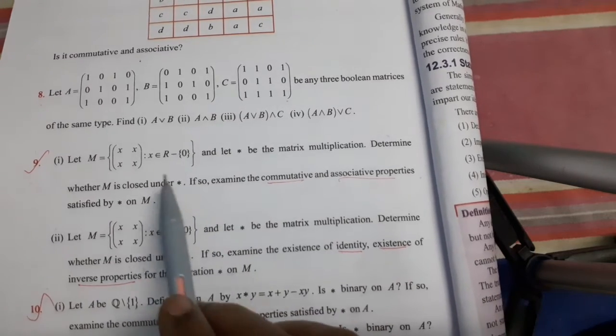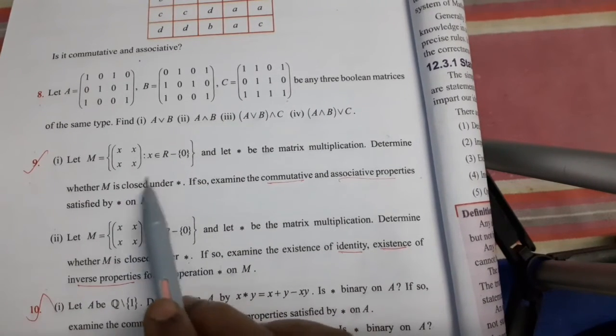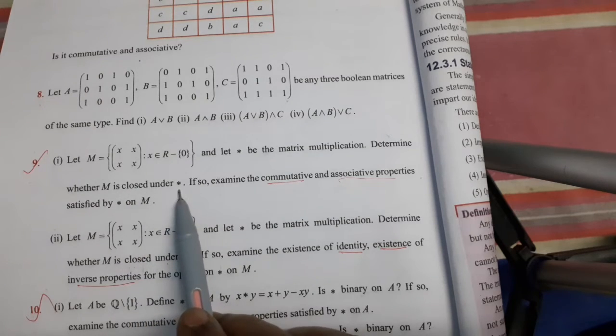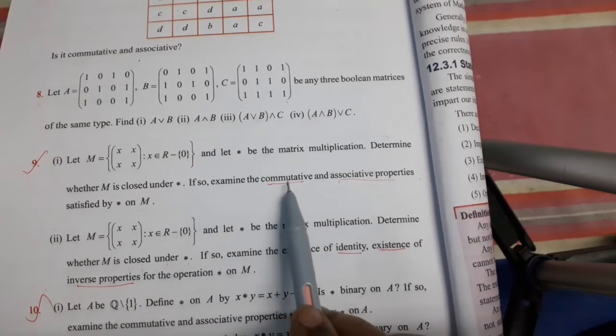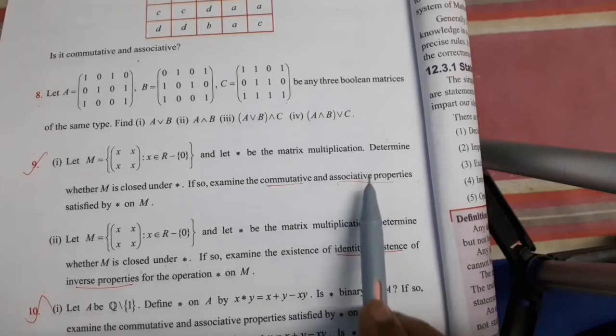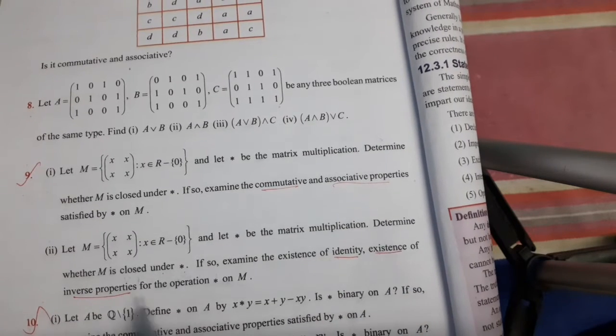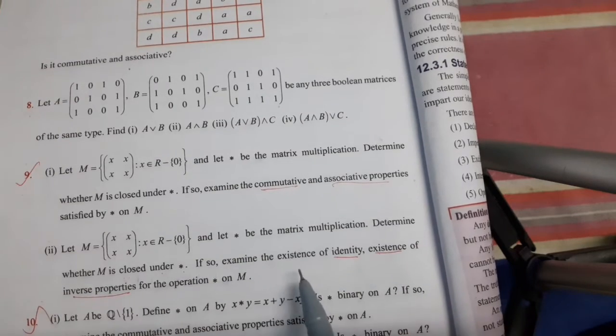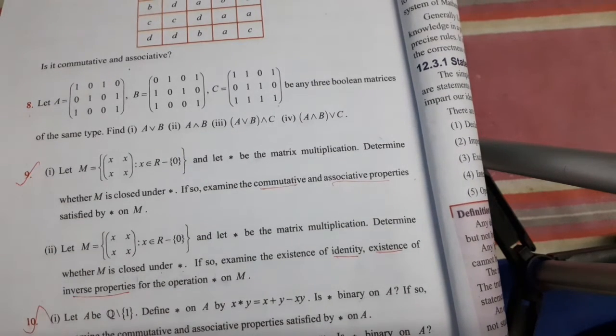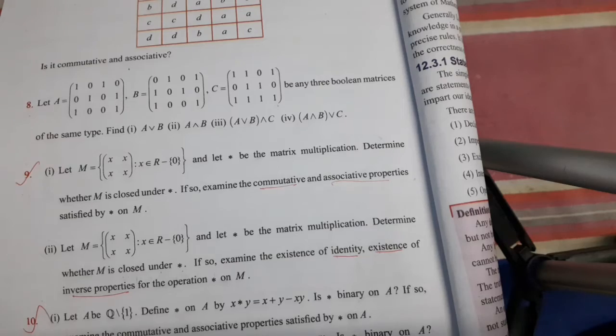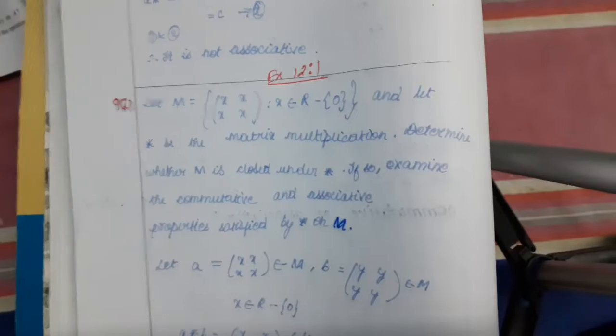What are we going to find out for the 9th question? We are going to first verify whether M satisfies the closure axiom. After M is closed under star, we have to prove the commutative property, associative property, identity, and the existence of inverse property. We are going to prove the 4 properties. This 9 and 10 are very important.